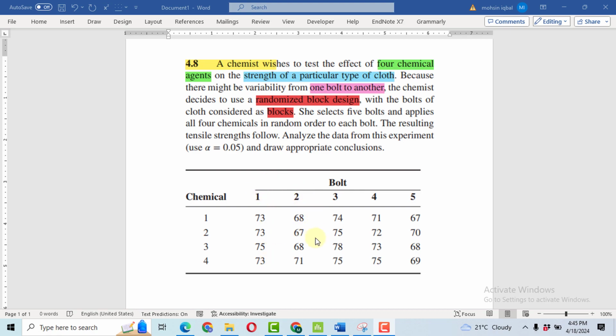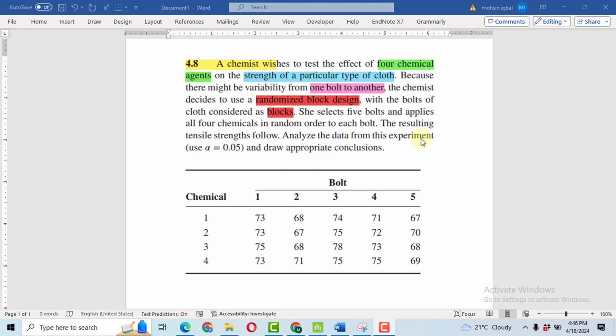So here are 5 blocks whose data is shown here. This is the data from block 1, block 2, 3, 4 and 5. The resulting tensile strengths are as follows. Analyze the data from this experiment.